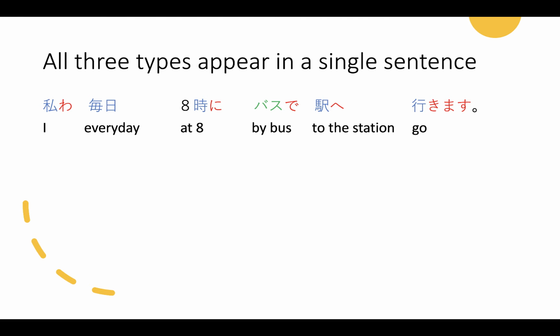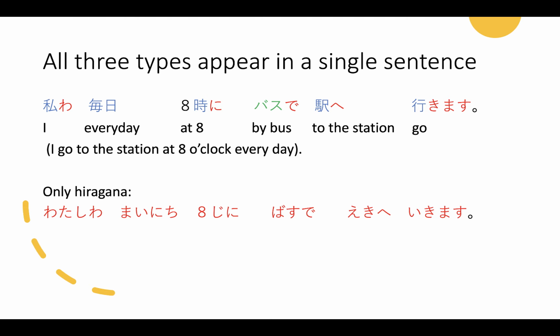For example, watashi wa mainichi 8時にバスで駅へ行きます. This is a sentence. That means I go to the station at 8 o'clock every day. You see three differently colored characters. The first one, the blue one, is written in kanji. The red ones are in hiragana, and the green ones are in katakana. This appears commonly in the Japanese language.